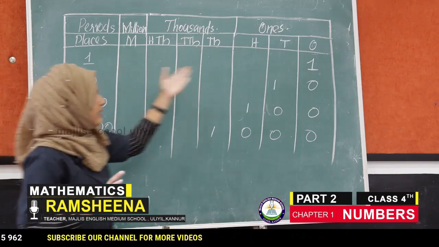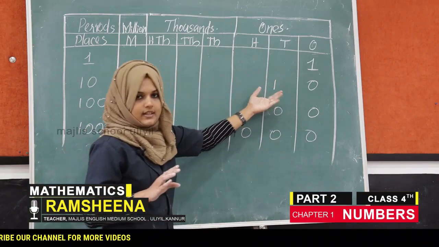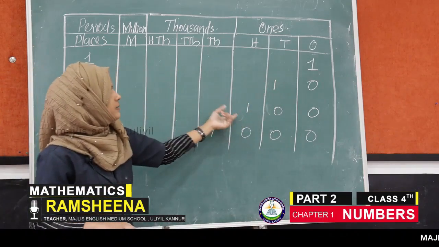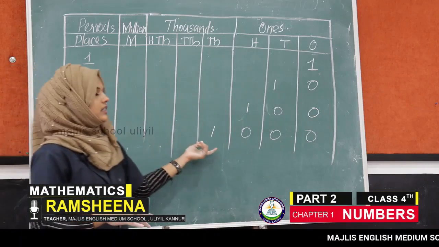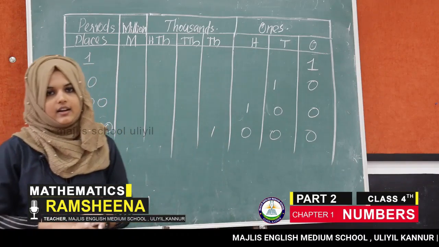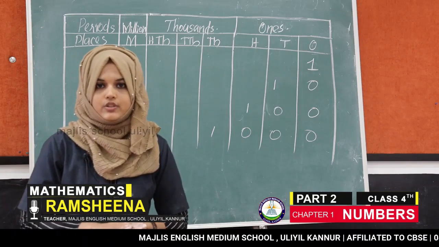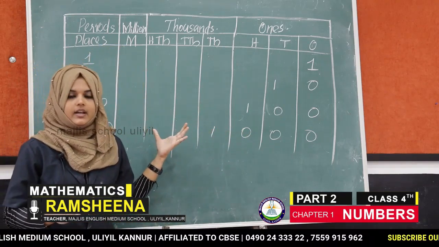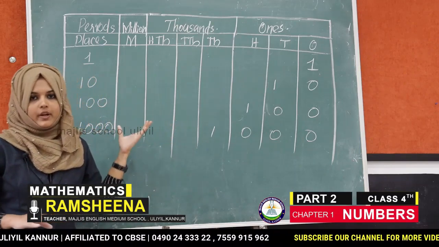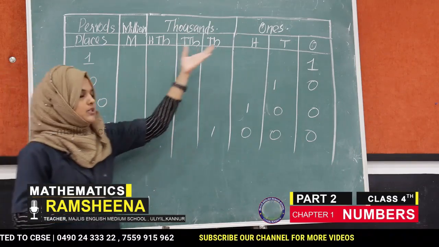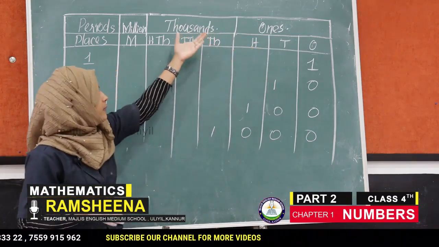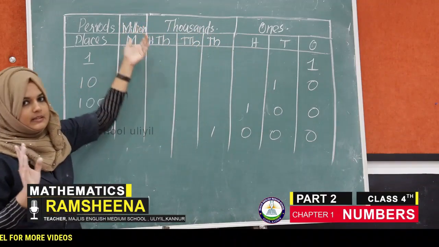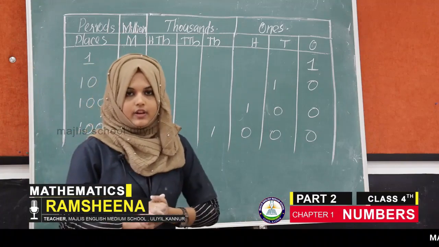Then look at these numbers. First one ones in ones place, tens in tens place, 100 in hundreds place, 1000 in thousands place, and so on. Okay. All of you understood? This is the place value chart of a 7 digit number, and these places have been grouped into 3 periods. First period, ones period, second period, thousands period, and last period, millions period. Okay, all of you understood?